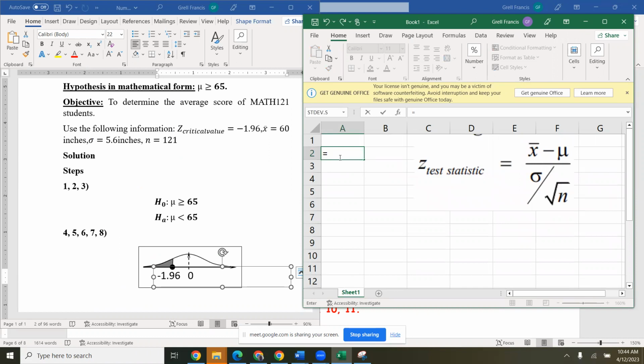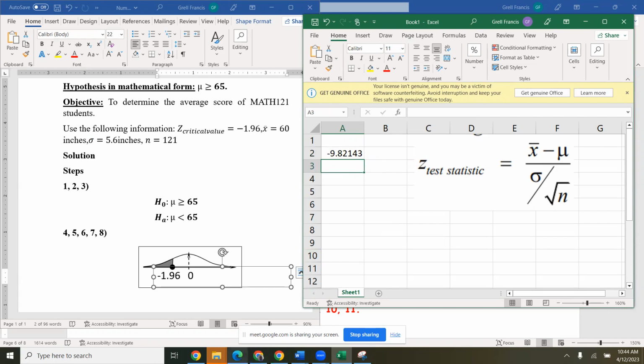So the z-test statistic is equal to x bar, which is 60, subtract 65, which is mu, divided by the 5.6, which is the standard deviation, divided by the square root of 121. And we got a value of negative 9.8.